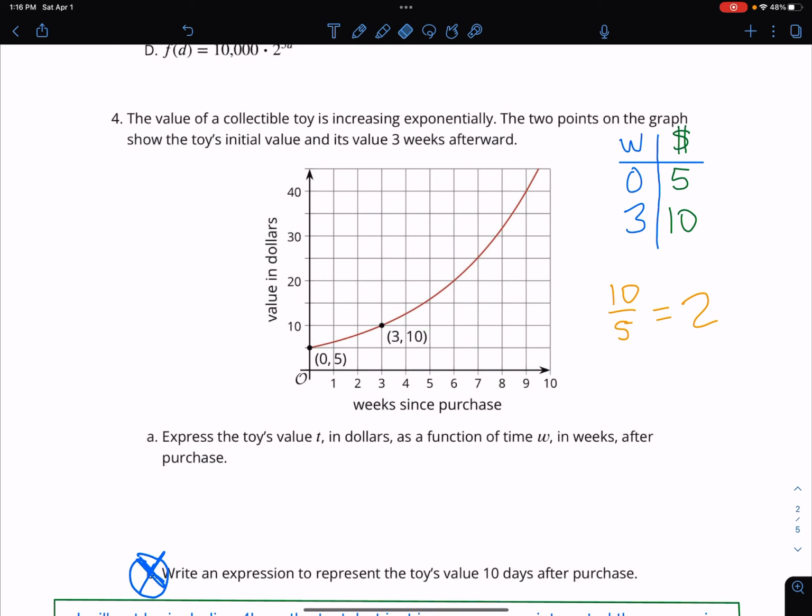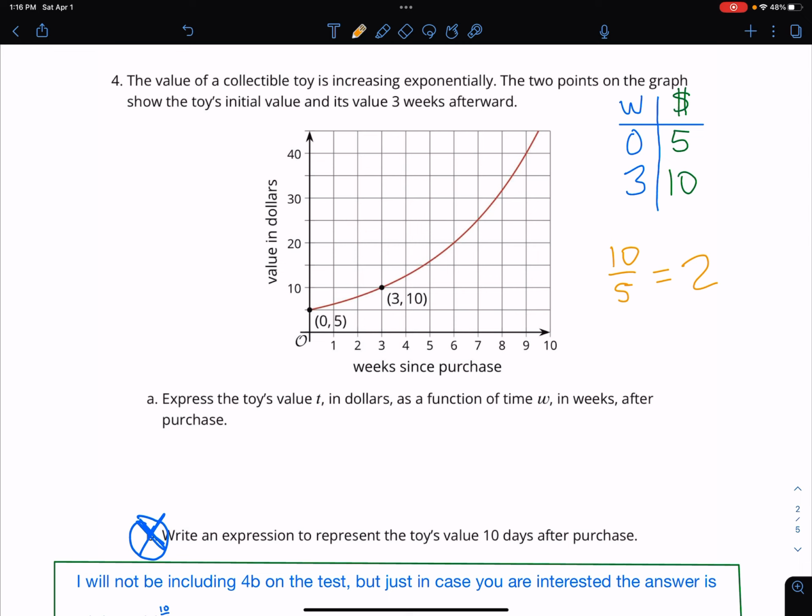Now let's put it all together. Let's put these pieces together here. I'm going to write this. I'm going to call this T. The value of this toy is a function of time in weeks. They told me to express the toy's value, T, in dollars as a function of time in weeks after it was purchased. So here's time.